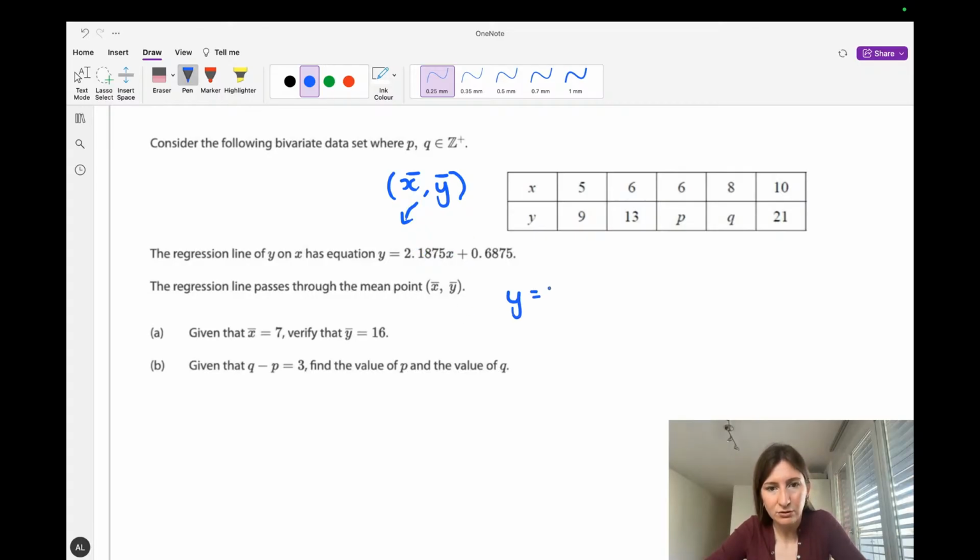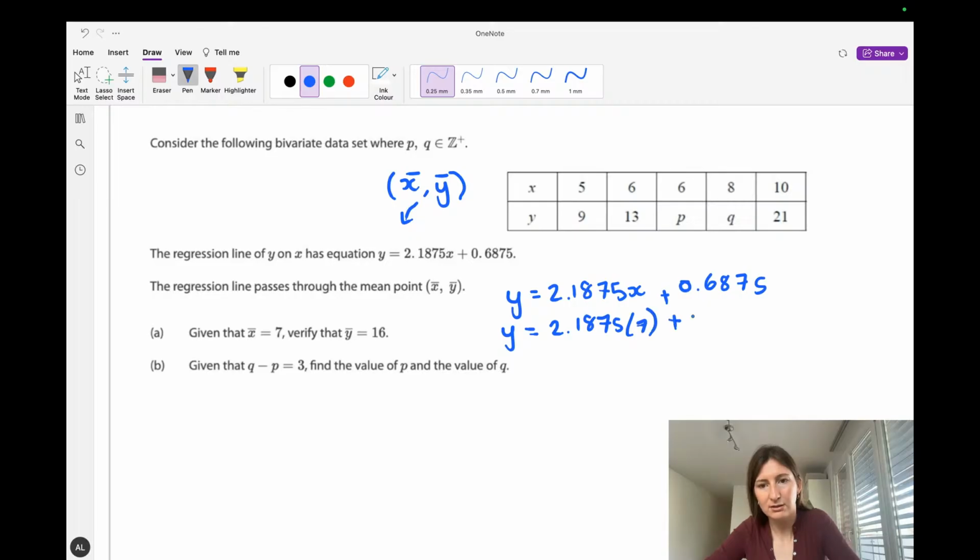Y equals 2.1875x plus 0.6875. And we need to substitute 7. X equals 7. 2.1875 times 7 plus 0.6875. Thank you very much, IB, for all the decimal places.